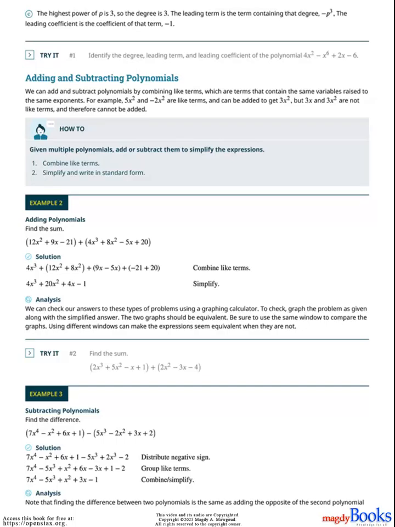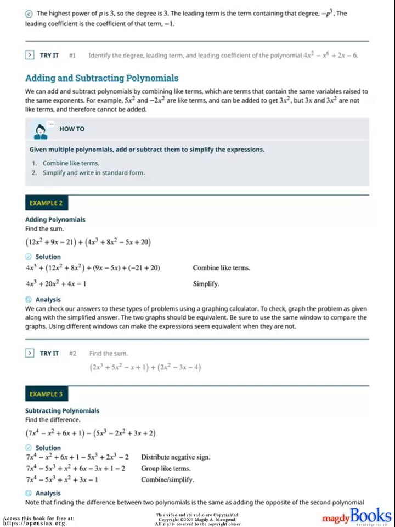4x cubed plus (12x squared plus 8x squared) plus (9x minus 5x) plus (negative 21 plus 20). Combine like terms. 4x cubed plus 20x squared plus 4x minus 1. Simplify.